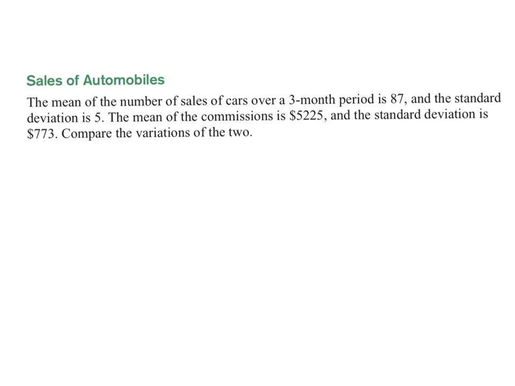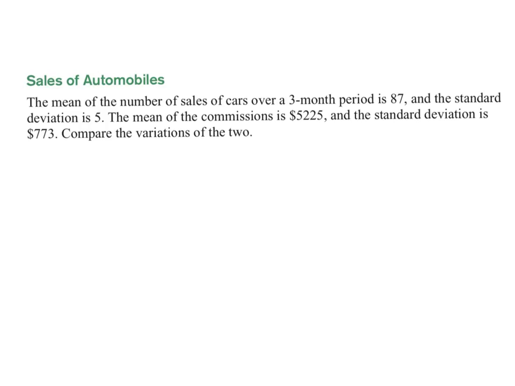Those variables, I mean, they have a relationship, but the set of data for the car sales and the set of data for the commissions really are two totally different types of numbers. So when we ask to compare the variations, what we're asking for is to see which set of data is more spread out, or which set of data is bunched more closely together. Since that's what 3.2 is all about.